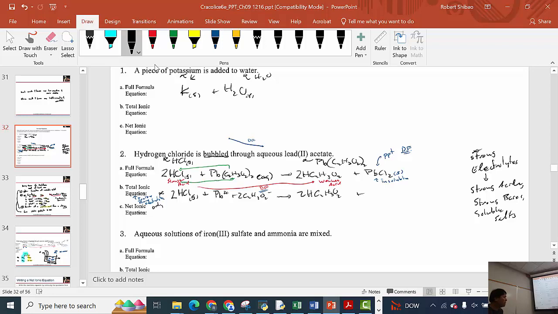Is PbCl2 a soluble salt? No, it's an insoluble salt, so just leave that alone. Okay, in the net ionic equation, we get rid of anything that spectates. That is, anything that's the same on the reactant side and the product side, but none of these are spectators. And so the net ionic equation is the same as the ionic equation because there are no spectators. Everything reacts.